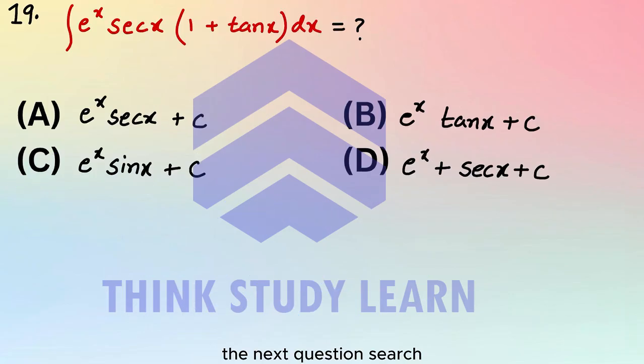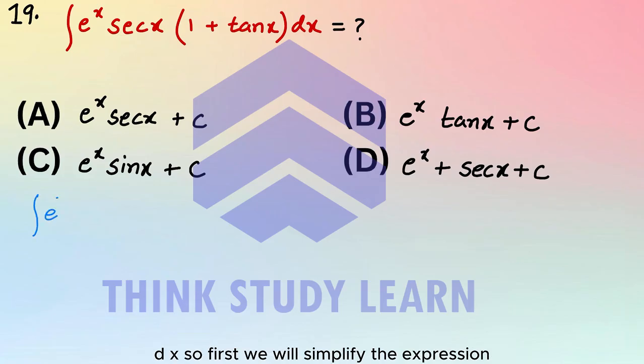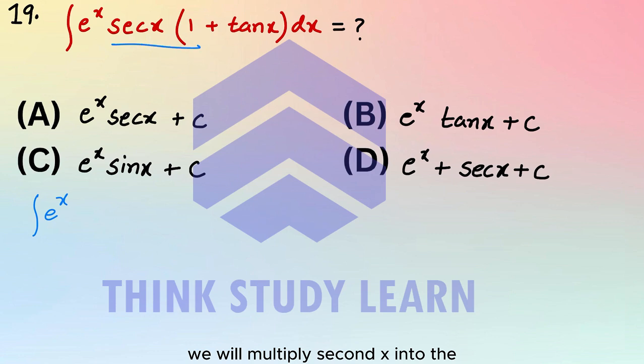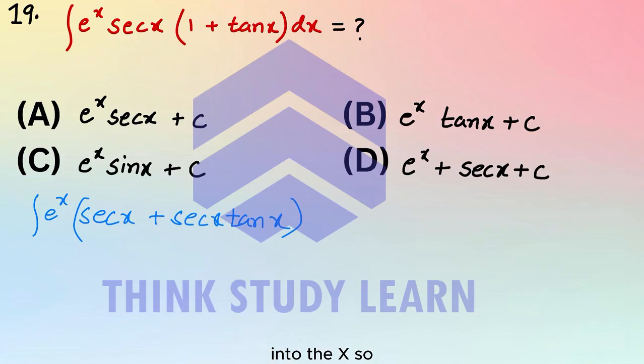The next question states, find the integration of e to the power x into secant x into 1 plus tan x dx. First, we will simplify the expression. We will multiply secant x into 1 plus tan x. So multiplying, we get secant x plus secant x tan x into dx.